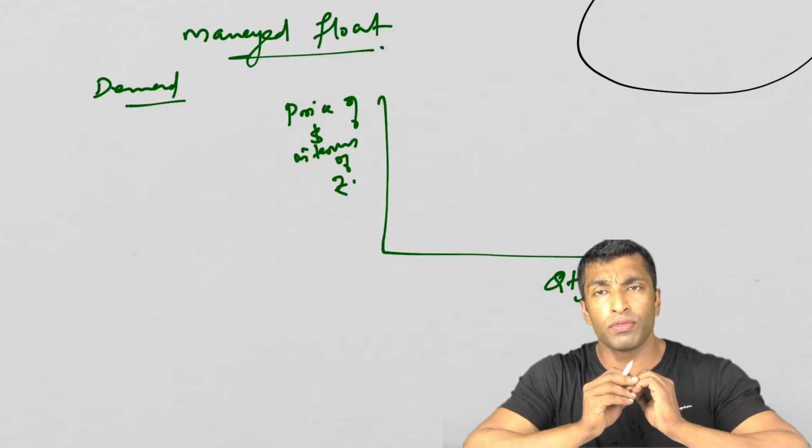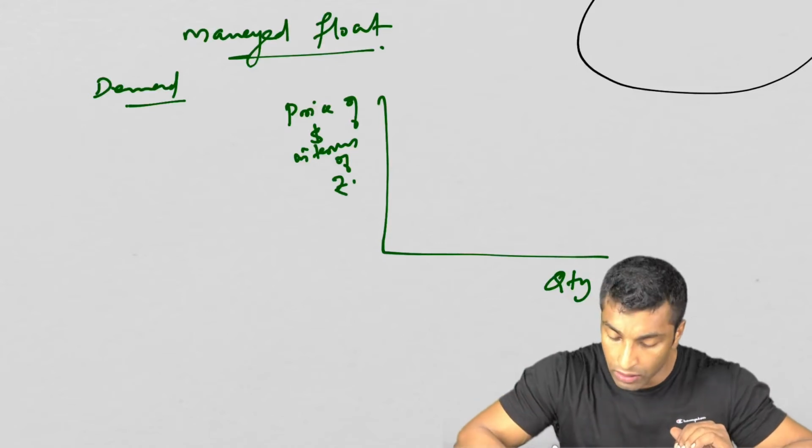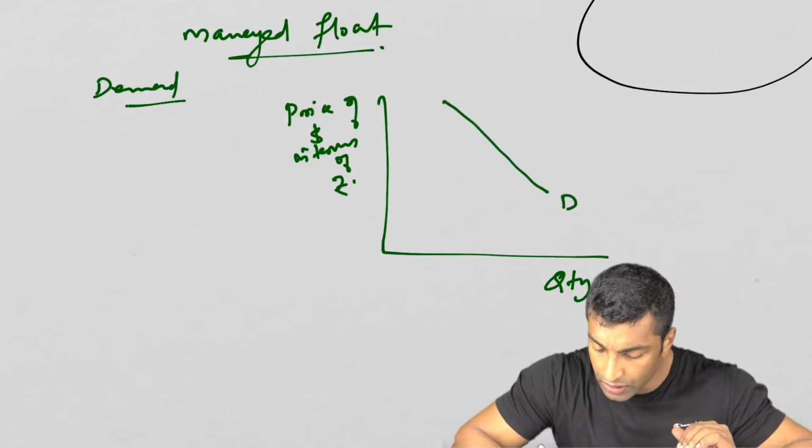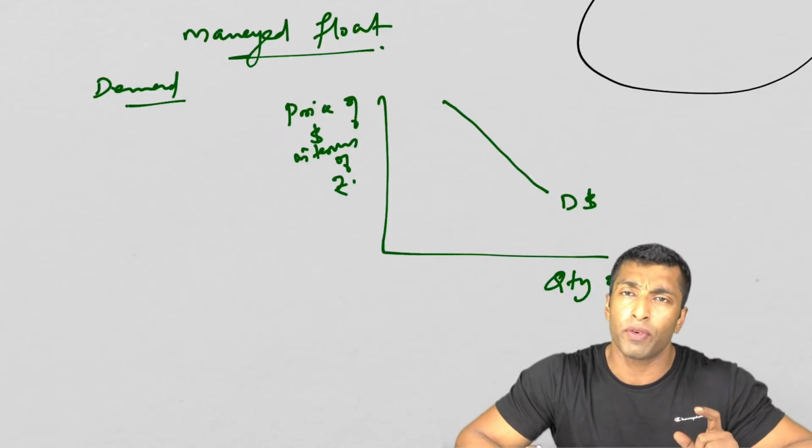And now how will the demand curve look? It is a downward sloping curve. So this is your demand curve. So this is the demand of dollar. And then who provides supply?